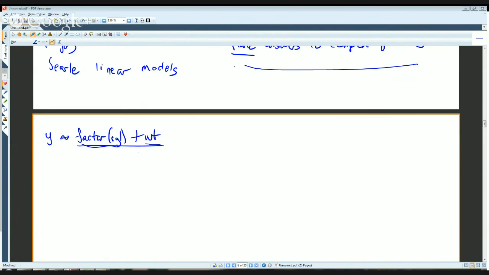Fit LM miles per gallon is factor AM colon Cusack, data equals MT cars. I understand the coefficient of factor AM1, but what does factor AM0 Cusack mean? I'm going to have to actually load up the MT cars data set. I don't know what the variable AM is.